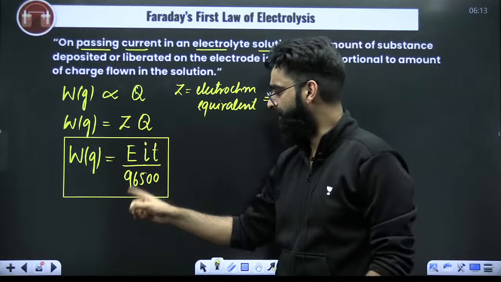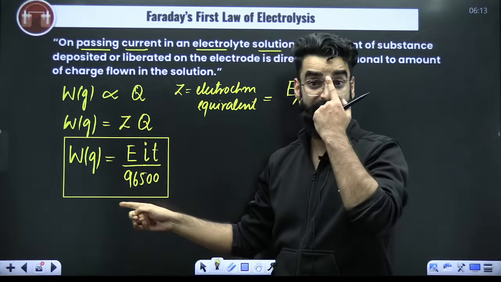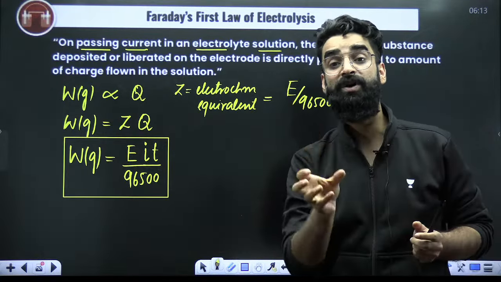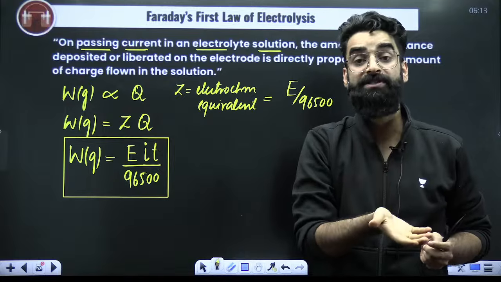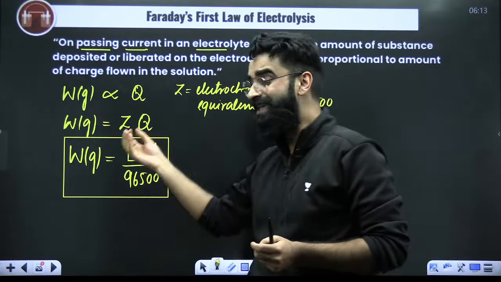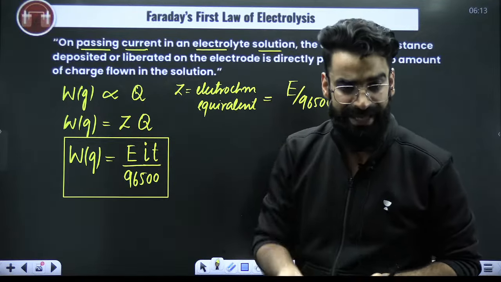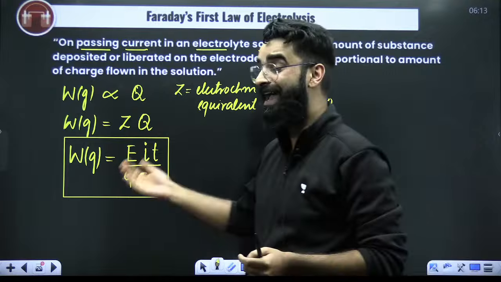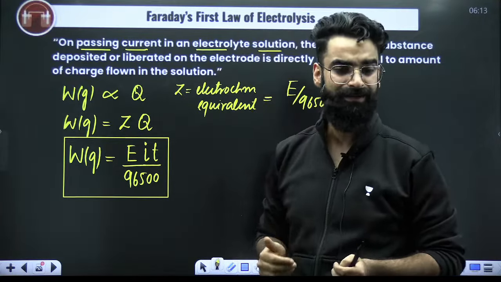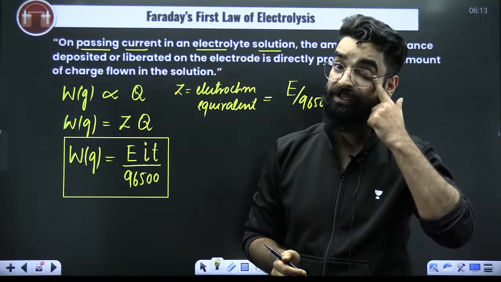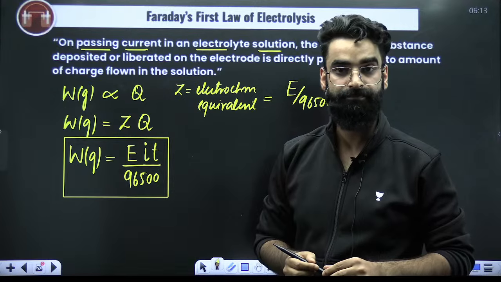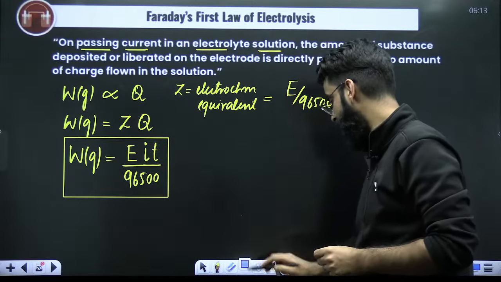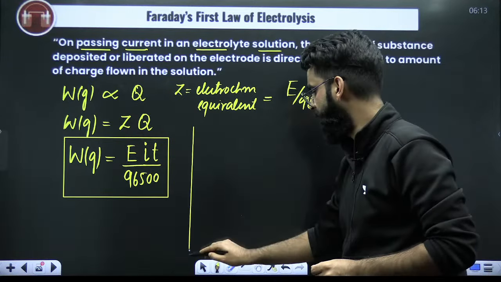With the help of this particular result, we can easily calculate the mass of substance which is being deposited at the electrode, or we can easily calculate the mass of the gas which is being liberated at the electrode. This is result number 1. Now result number 2.